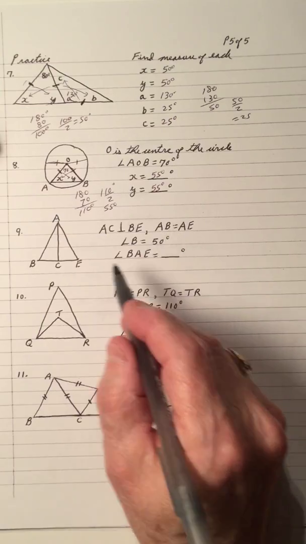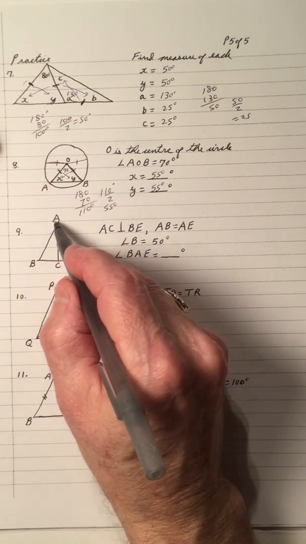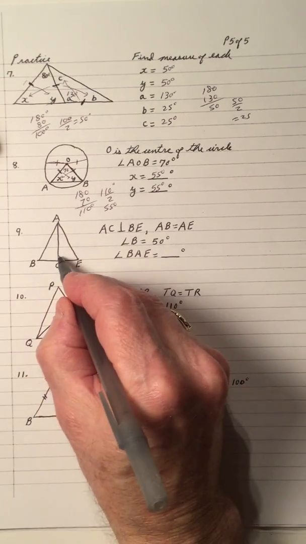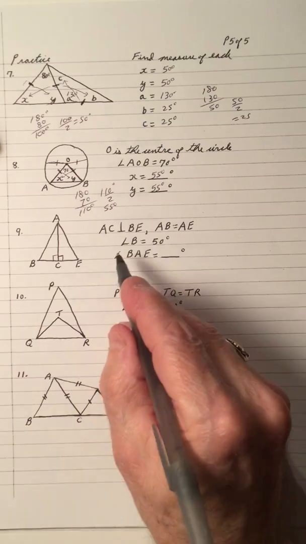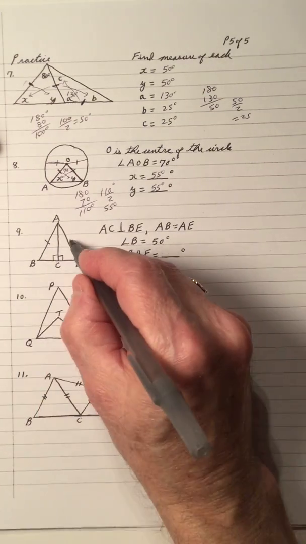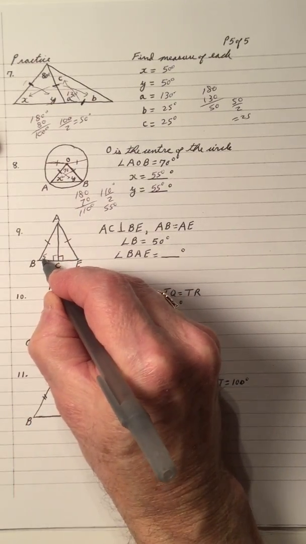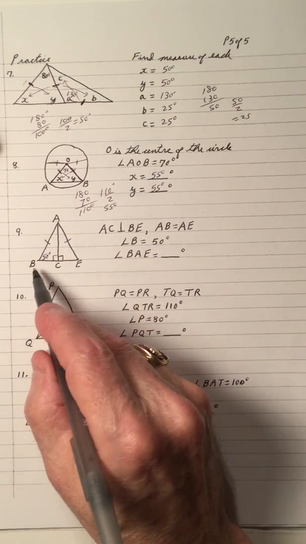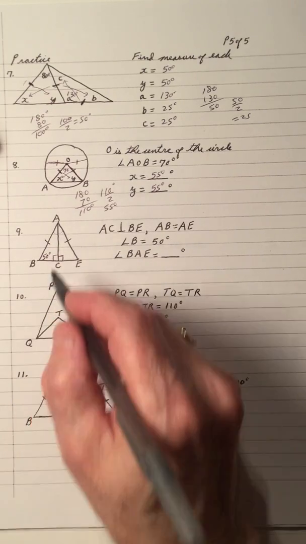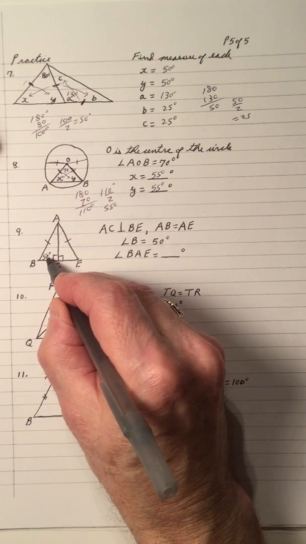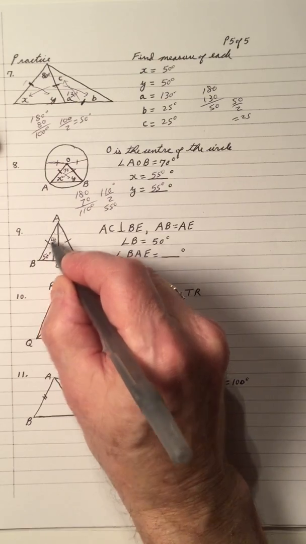Number 9, we have a triangle. We have to follow this information. AC is perpendicular to BE. So since that's perpendicular, we put a right angle right there, and a right angle right there. It says AB is equal to AE, so we mark that as being equal. It says angle B is 50, so we mark that. Now we have to find what BAE is, this angle up right here. So if we have a 90 and a 50, there's 180 in this triangle, so that's 140, so that angle there is 40.